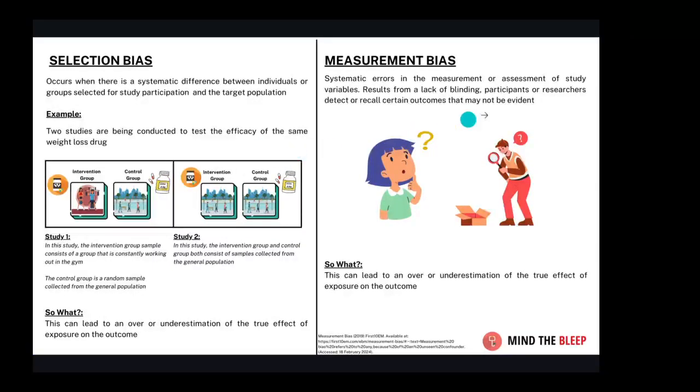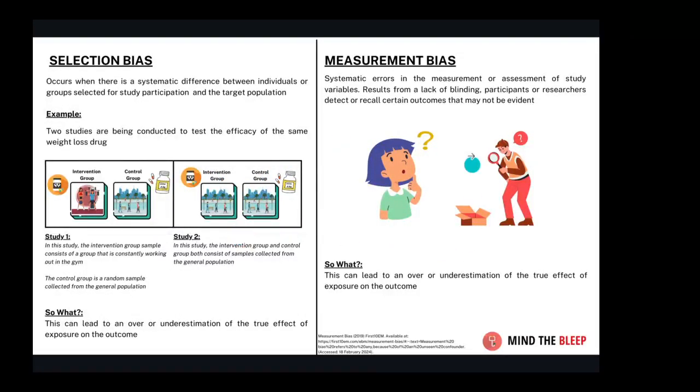Okay, great. Wonderful. Measurement bias refers to systematic errors in the measurement or assessment of study variables. Basically, in any study that's conducted, for example, like the one we have here, the randomized control trial, you may give an intervention group a weight loss drug and a control group the placebo. What people would normally do in order to reduce the amount of bias is blind the participants and maybe even the researchers. So they won't tell the participants specifically if they're in the intervention or the control group.